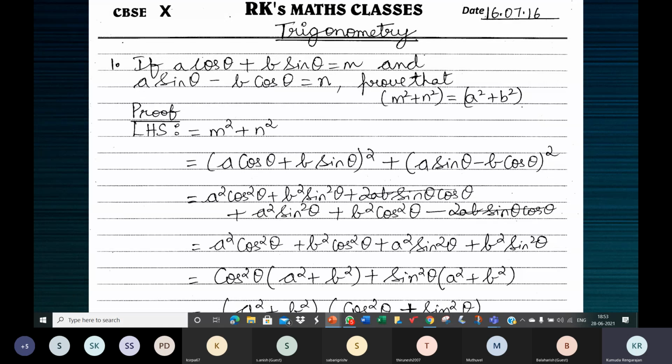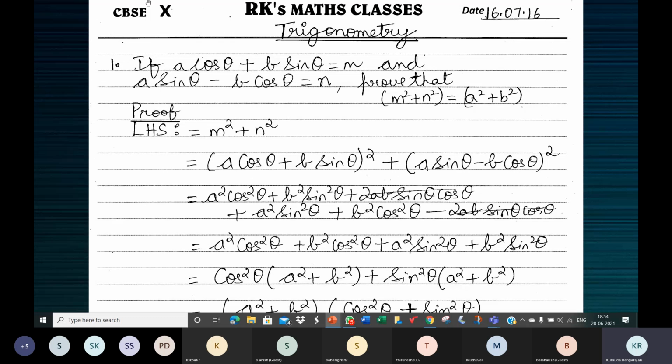So here you see the first one. If A cos theta plus B sin theta is equal to M, so M is given by this expression, A cos theta plus B sin theta. And N is equal to A sin theta minus B cos theta. So we have two expressions, one for M and another for N. Given this, we need to prove that M square plus N square is equal to A square plus B square.